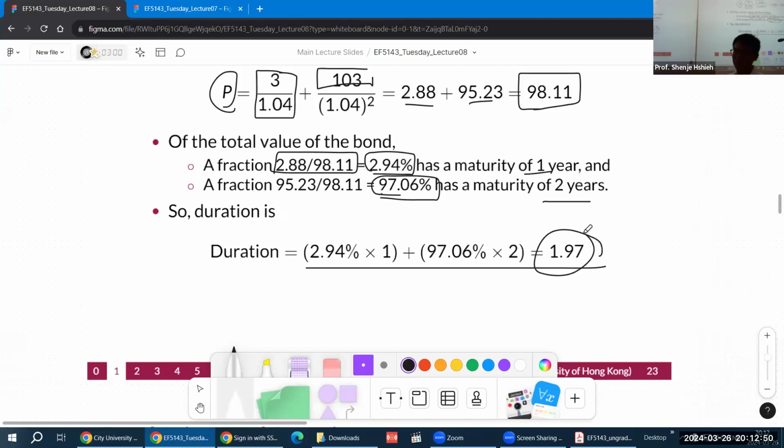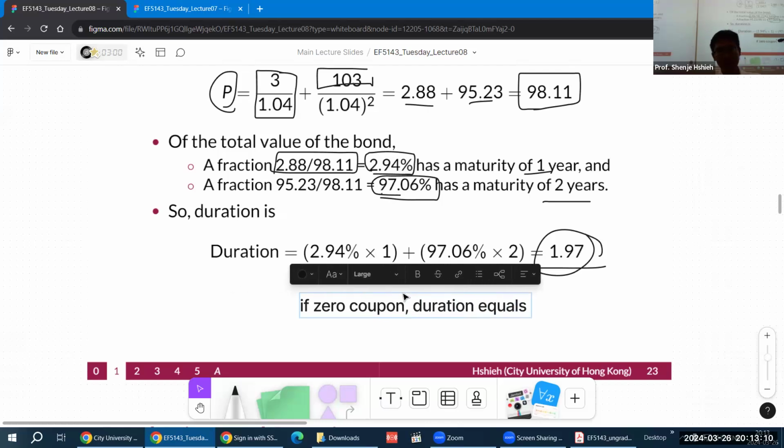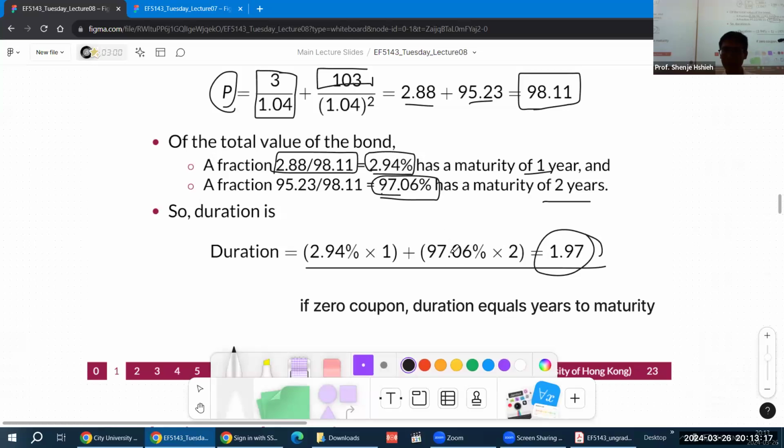So just based on this exercise, you can tell that if you have a zero coupon bond, then the duration of the bond is equal to the time to maturity. If zero coupon, duration equals years to maturity, because the entire weight is 100% on the number 2. So that's why 2 years is equal to duration.